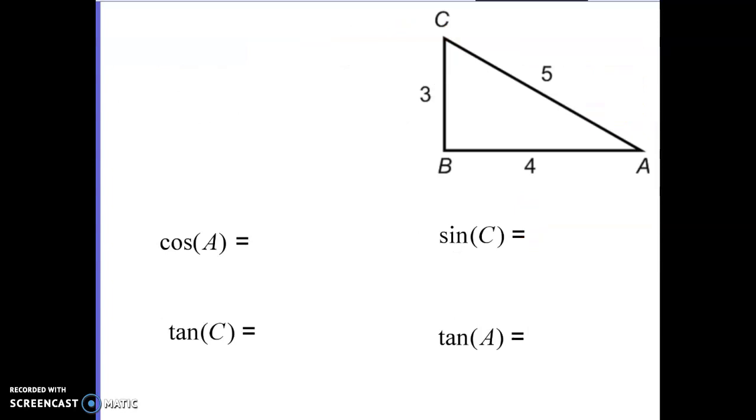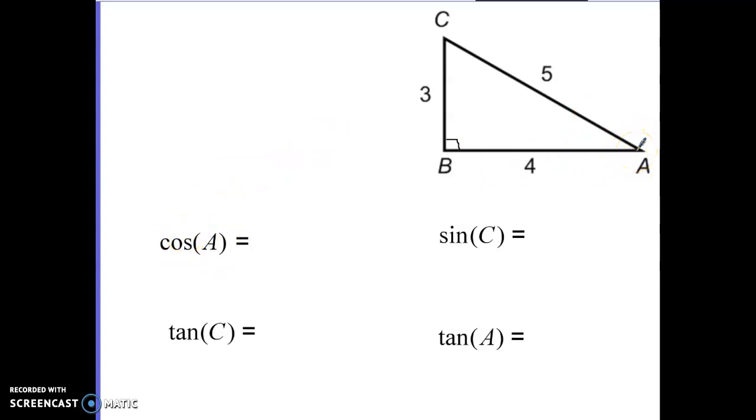Okay, let's look at that with some numbers. So suppose I have a triangle like this. And it is a right triangle, but we didn't mark the right angle, so let's do that really quickly. There's our right angle right there. Okay, so now let's find the cosine of angle A. All right, so I'm going to go to angle A, which is here.